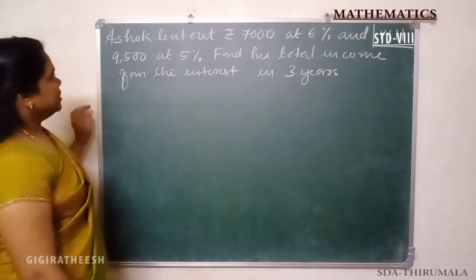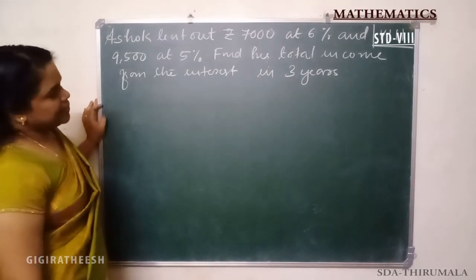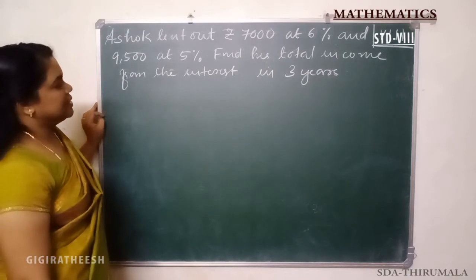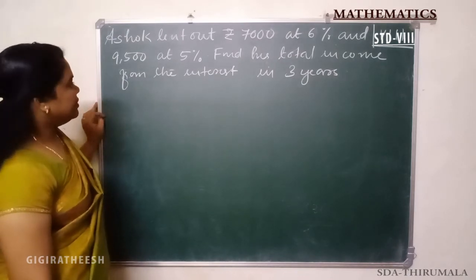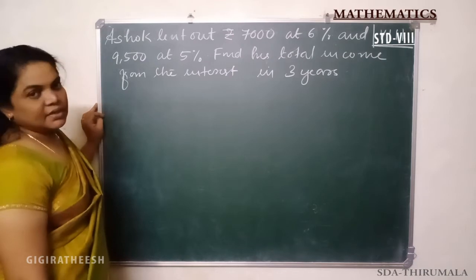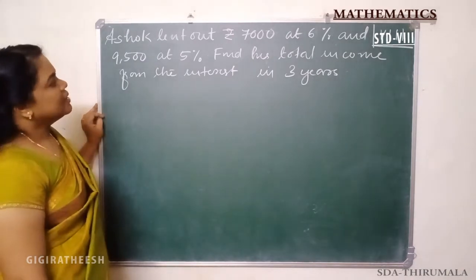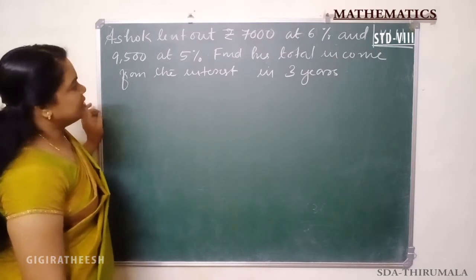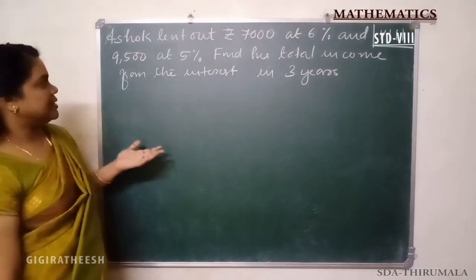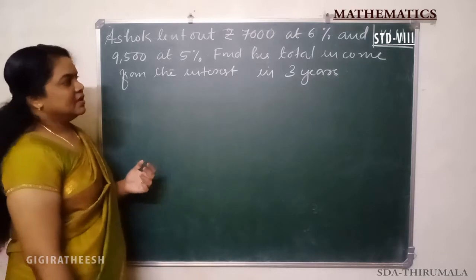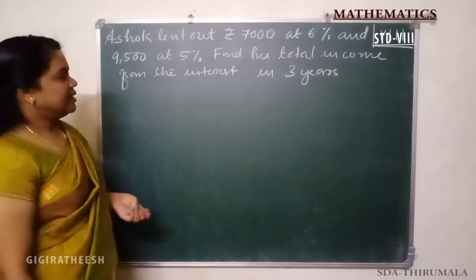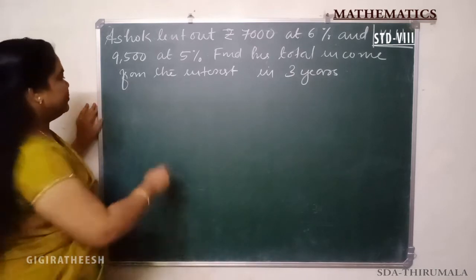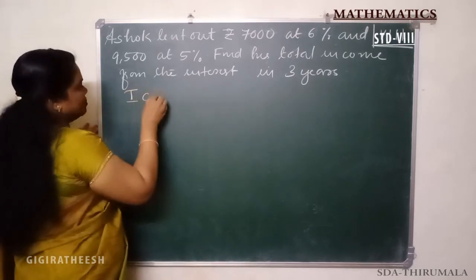Okay, next question. Ashok lent out rupees 7,000 at 6% and 9,500 at 5%. Find his total income from the interest in 3 years. That is, he gave 7,000 to a person at 6%, and 9,500 to another person at 5%. Find his total income from the interest in 3 years. Here there are two cases.